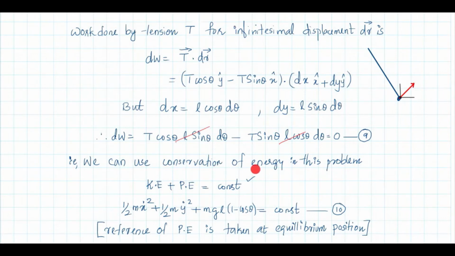That means we can use conservation of energy. What is the conserved quantity? Mechanical energy. Kinetic energy plus potential energy is constant. Kinetic energy is simply half mv square. Potential energy is mgh. This is constant. Here v will have two components, one along the x direction and one along the y direction. The x component you can write as x dot, dx by dt. So half m v square becomes half m x dot square plus half m y dot square, plus the potential energy, which is mgl into 1 minus cos theta.